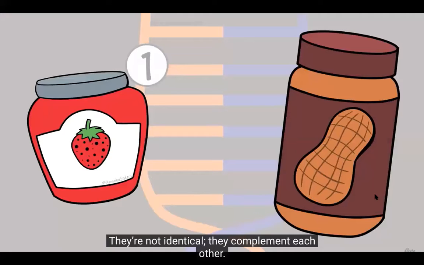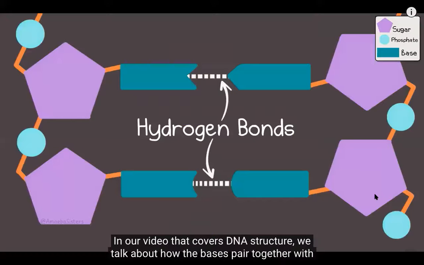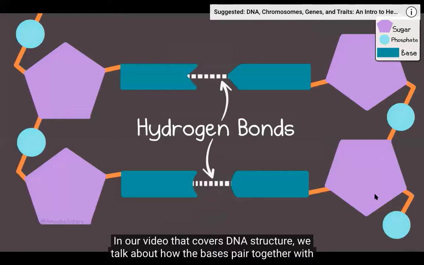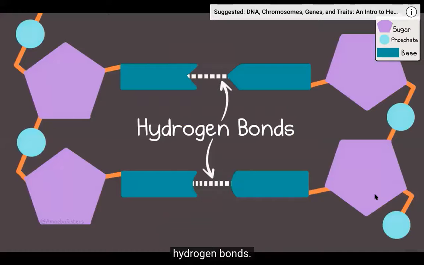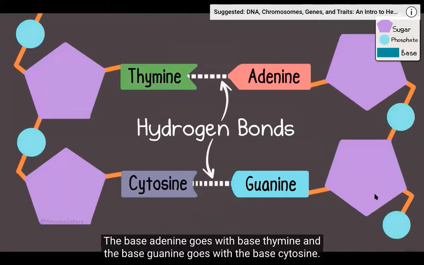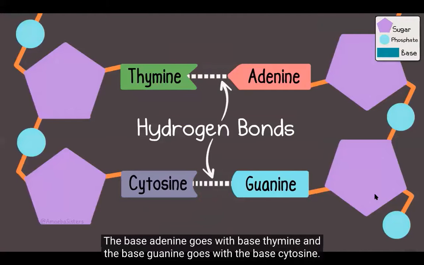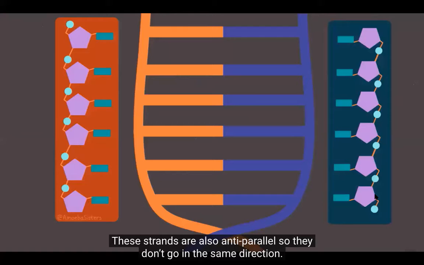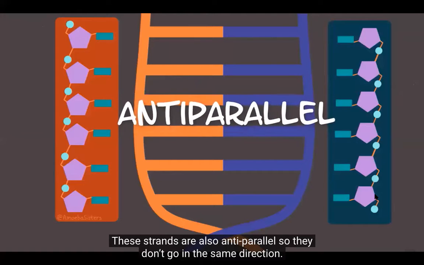Okay, before we go on, remember how we said DNA has two strands? They're not identical, they complement each other. In our video that covers DNA structure, we talk about how the bases pair together with hydrogen bonds. The base adenine goes with the base thymine, and the base guanine goes with the base cytosine. These strands are also anti-parallel, so they don't go in the same direction.